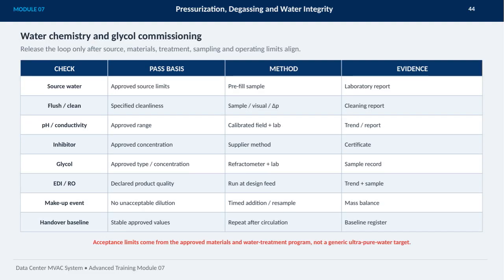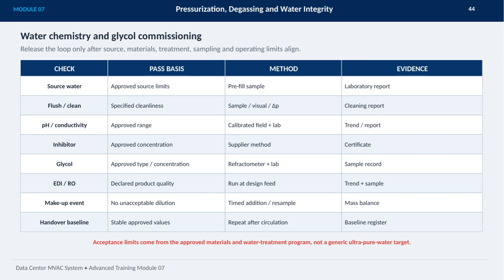In this module on pressurization, degassing, and water integrity, we're focusing on the critical steps for water chemistry and glycol commissioning in data center MVAC systems. Before releasing the loop, it's essential that the source water, materials, treatment processes, sampling, and operating limits all align perfectly. We approach this by thoroughly checking the source water against approved source limits using pre-fill samples backed by laboratory reports.